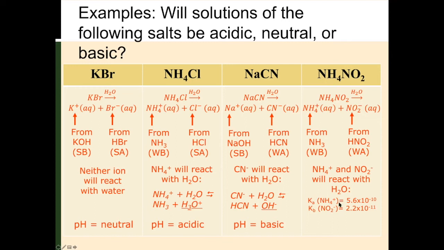So the Ka is bigger, right? 10 to the minus 10 is a bigger number than 10 to the minus 11. What that tells us is that the acid reaction is going to be dominant, and so it leads to an acidic solution. Since the Ka is larger than the Kb, you're going to have an acidic solution.